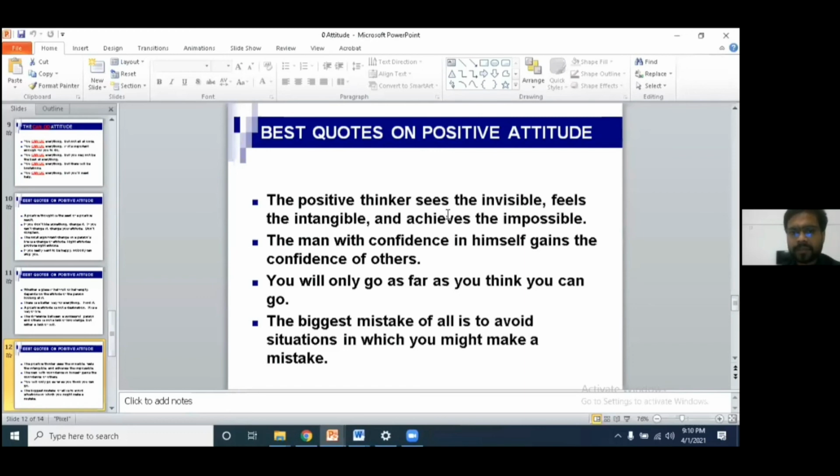The biggest mistake of all is to avoid situations in which you make a mistake. When we make a mistake, we are very sorrowful, just sitting down on our bed or in a corner of a room and thinking, what do I do, what will I do in my life? I'm vanished, I'm finished. No, no. Mistake is a learning. Today you make a mistake. In future, you can't make that kind of mistake.